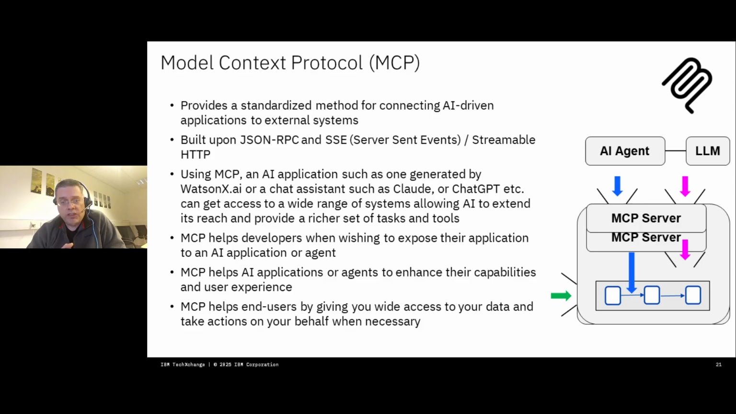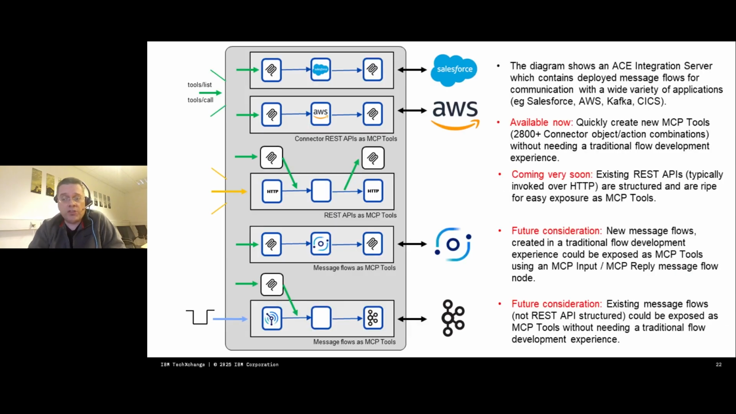And here stuff gets really quite exciting. It gives us some possibilities to do all kinds of different things with an integration server. We have an example here showing an integration server. That's what this gray box is. And the first kind of flows that we're going to invoke over MCP are those that relate to connectors to third-party applications. In total, we've got some MCP tools that can talk to 2,800 or more connector objects and actions.